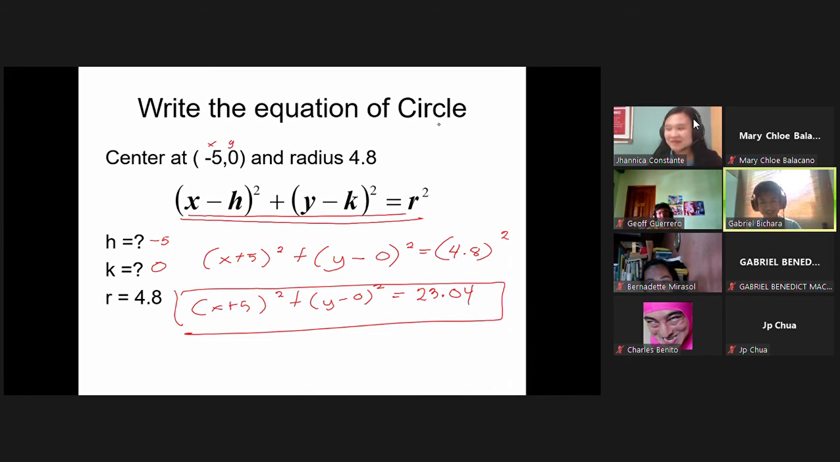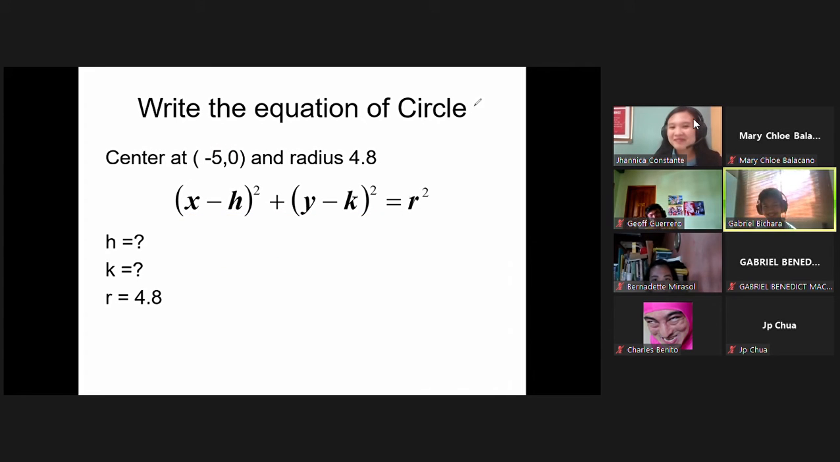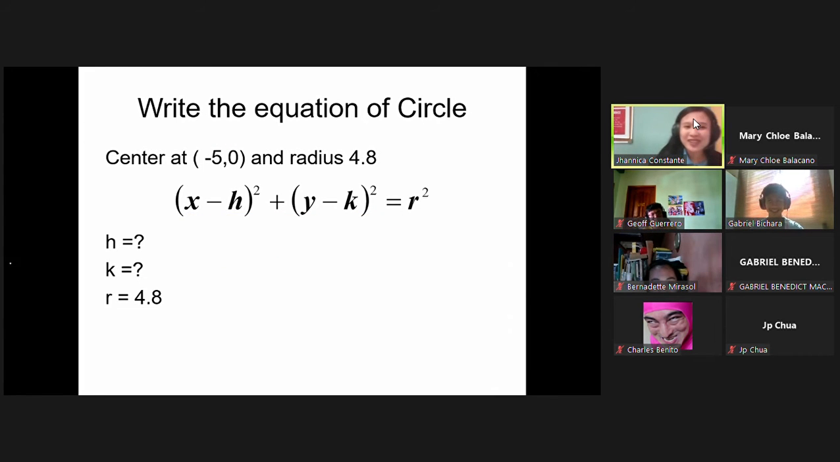Teacher, I'm lagging. What did you say? Do not change the fraction into decimal.